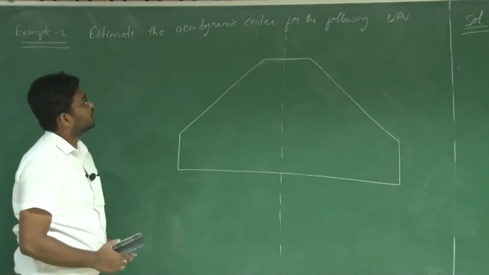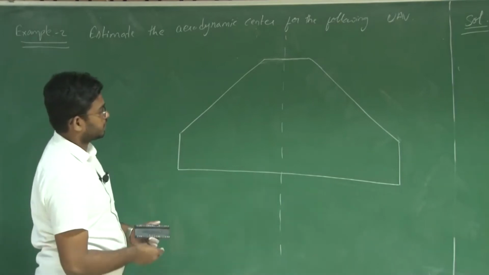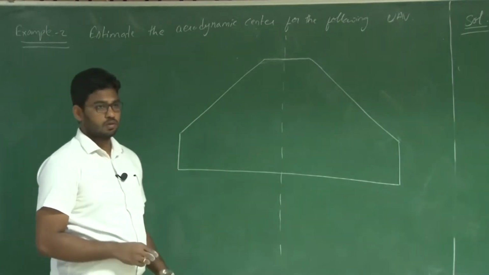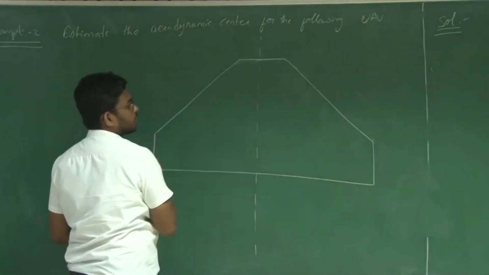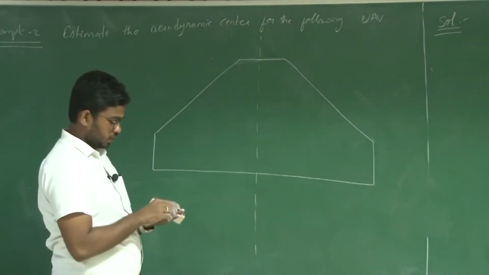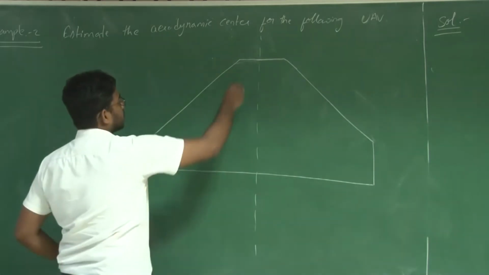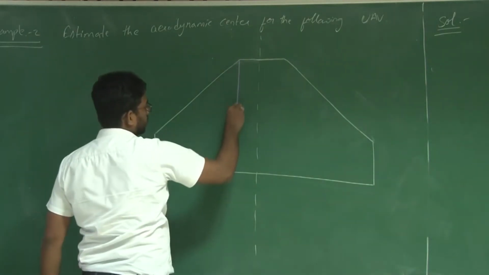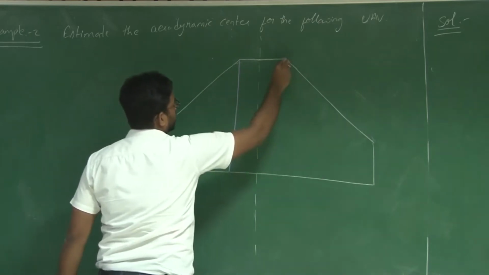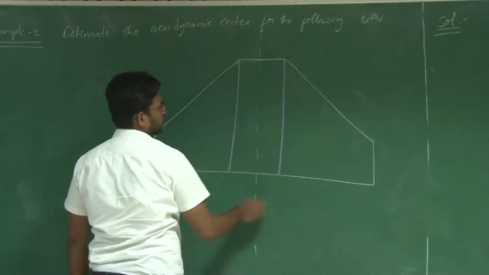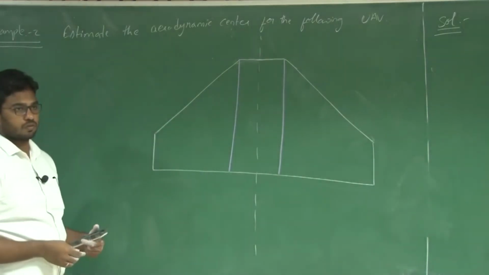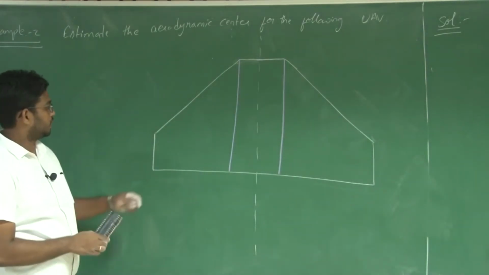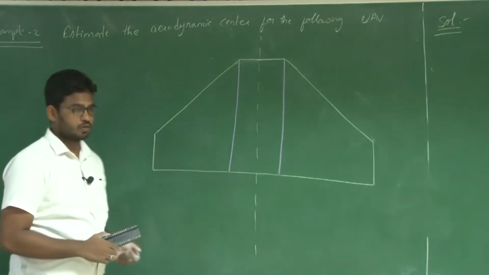So estimate the aerodynamic center of the following UAV. Right? Let us assume this is the planform geometry. See here, it's not a single taper, right? It has multiple sections. Up to here it's a rectangular wing, right? After that is a tapered wing, as a crop delta wing, and this taper is about trailing edge here, right?